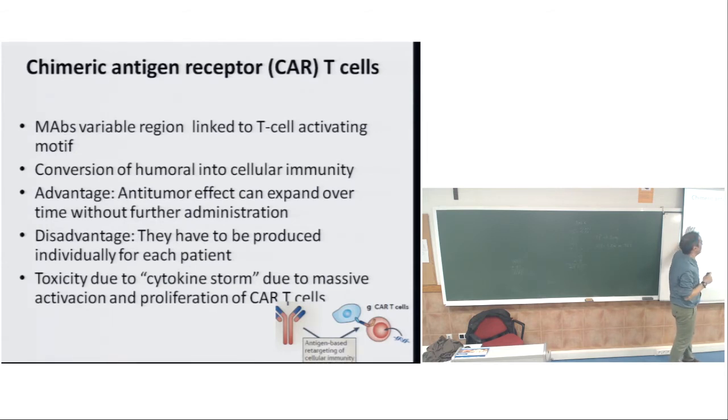So this way we can convert the humoral immunity into cellular immunity. Because we have seen in class that cellular immunity is the good one for targeting tumor cells. So antibodies can serve as anti-neoplastic drugs to a certain extent, but everything will depend in the end on the T cell. T cell is very important, the cellular immunity.